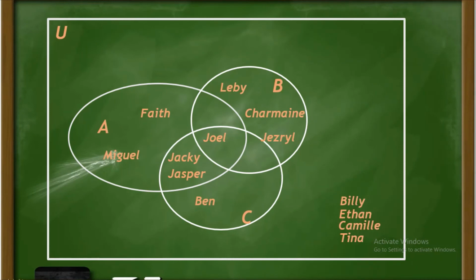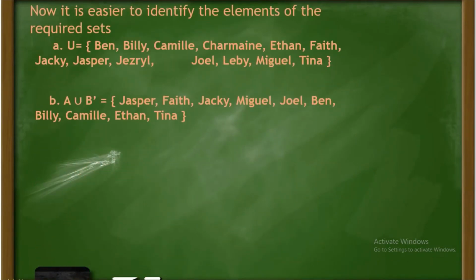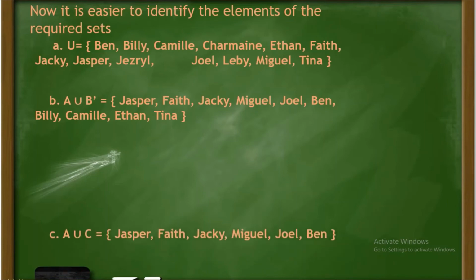I-union doon natin, i-combine natin sa complement of B. And ano yung mga complement of B? We have Faith, Miguel, Jasper, Jackie, Ben, Billy, Ethan, Camille, and Tina. So, yun yung union ng A tsaka complement of B.